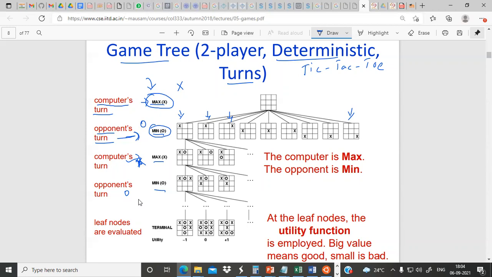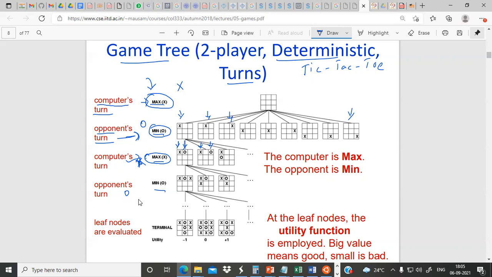Next it will be the computer's turn. For example, if originally the computer made this move and the opponent made this move, what move can the computer make now? There are 7 possibilities. If originally the computer made this move and the opponent made this move, then what moves can the computer make? Again there are 7 possibilities.